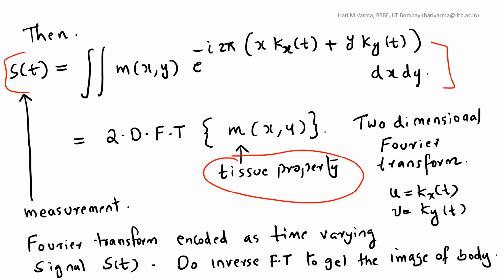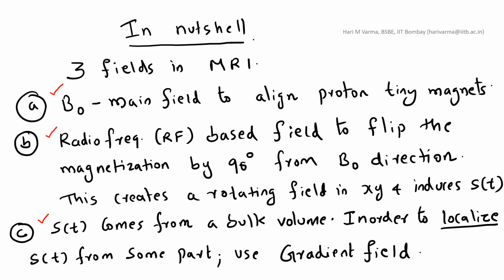So just remember, when you learn Fourier transform in other contexts, try to relate it to the biomedical engineering principle. So in a nutshell, there are three fields. One is the main field to align the protons in the magnet, like what I've told you in the beginning. And then you have a radio frequency to flip it, like what gravity does to a spinning top. And then there is a gradient field to localize the information. So we have to make sure that the signal coming from the head is actually mapped to the head in the picture, right? That localization has to happen.